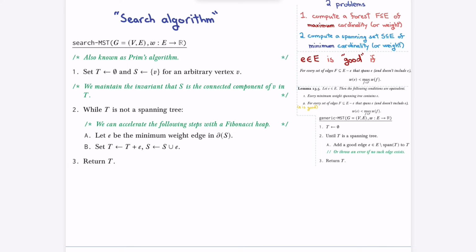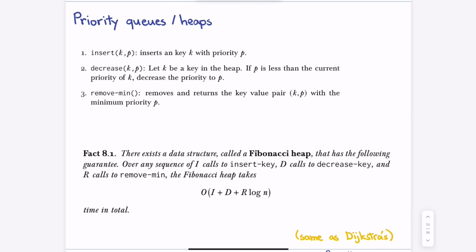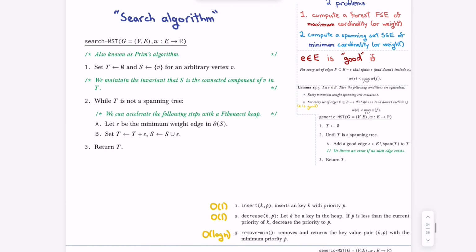Dijkstra's algorithm also was sort of like always adding the next best edge, next best edge, next best edge. Okay, so this is also very similar. We can use the same Fibonacci heaps from before. So if you remember from Dijkstra's algorithm, we would insert keys with particular priorities. So this could be edges with weights.